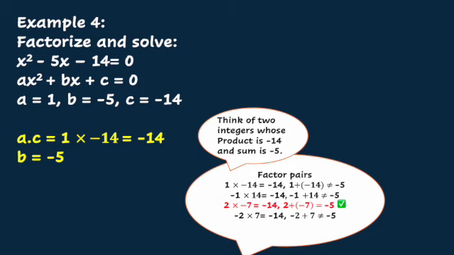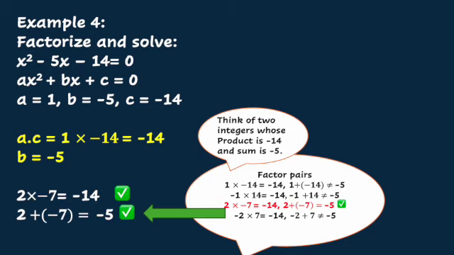These are different factor pairs, but we can see here only one is possible, which is 2 and minus 7, because you can see 2 and minus 7 when multiplied give us minus 14, and when they are added we get minus 5. So x plus 2 and x minus 7 are the factors here.